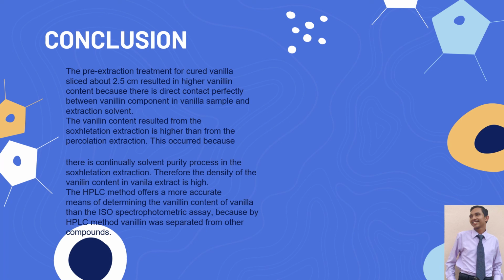The HPLC method offers a more accurate means of determining the vanillin content of vanilla than the ISO spectrophotometric assay, because by the HPLC method, vanillin was separated from other compounds.